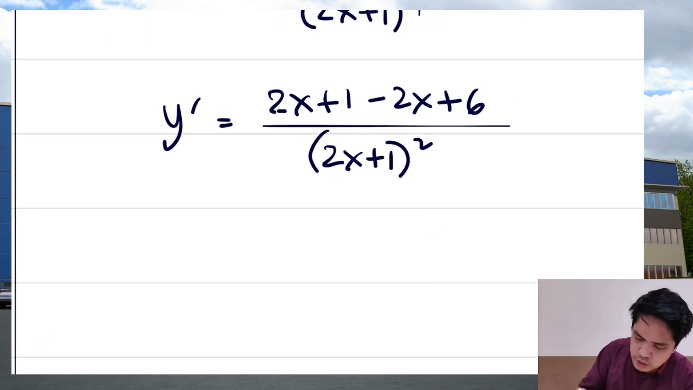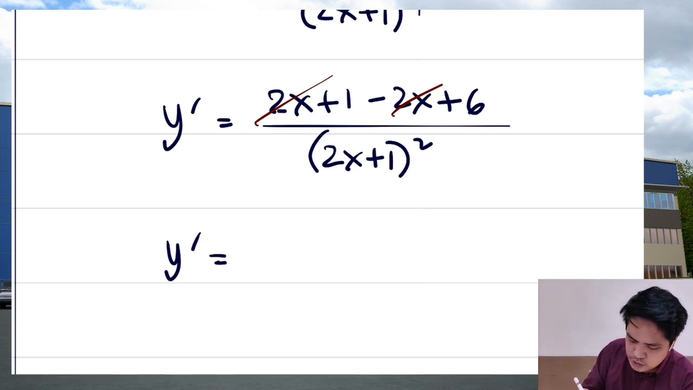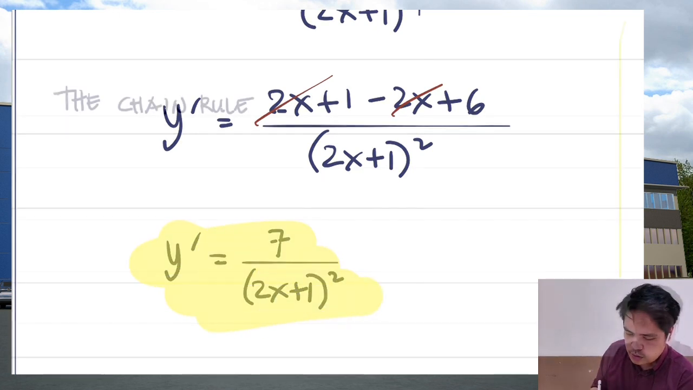Okay, then as you notice, 2x and 2x cancel out, so we'll have y prime is equal to 1 plus 6, that would be 7, then over 2x plus 1 squared. So that would be our answer.